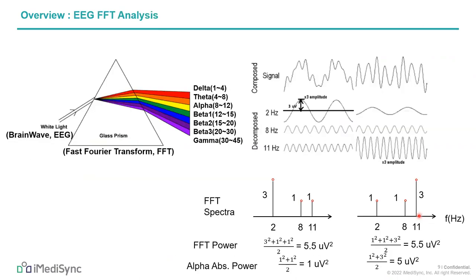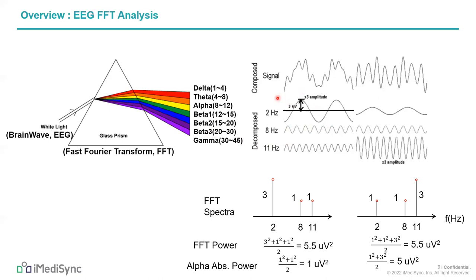Before going further, I'd like to briefly introduce basic concepts for understanding EEG and quantitative analysis. We have to understand the FFT, fast Fourier transform, for using QEEG. The prism analogy is very useful. If white light is incident on a prism, the light is separated into rainbow colors after passing through the prism. The FFT decomposes the original brain rhythm EEG into various frequency rhythms from delta to gamma.